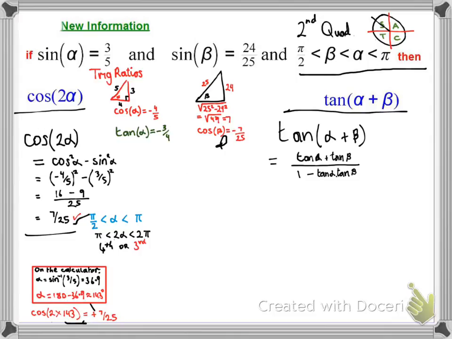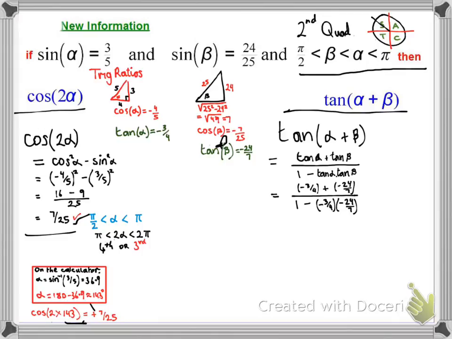What about tan of beta? So tan of beta, again, opposite over the adjacent, so 24 on 7, and beta is in the second quadrant, sine is positive, so that means tan must be negative, so make sure you put a negative in front of your value. Okay, so now I've got my values, I'm going to substitute them into my formula.